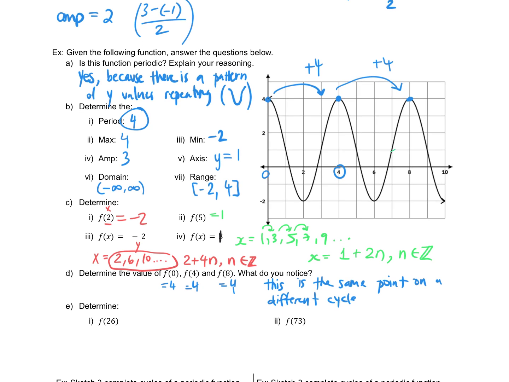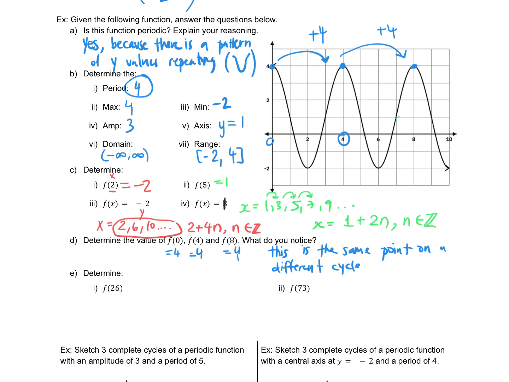Okay, so if I want f at 26, well, that's not on my grid. But what I can do is try to find an identical point on an earlier cycle. Now I know that the period is 4, so I'm going to take this 26 and subtract 4 until I hit a point on the function. So if I subtract 4 once, that takes me to 22. Again, 18. Again, 14. Again, 10. Okay, that's on my grid. So f at 26 should be the exact same thing, just 4 cycles earlier, as f at 10. And if I look at f at 10, that is equal to negative 2.